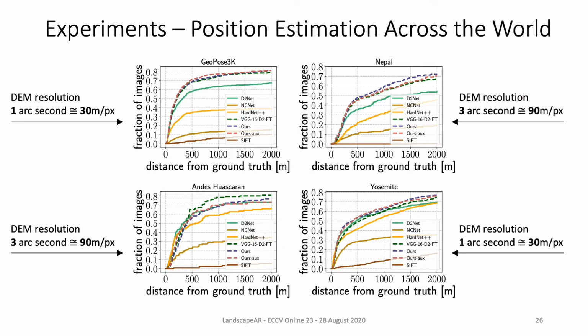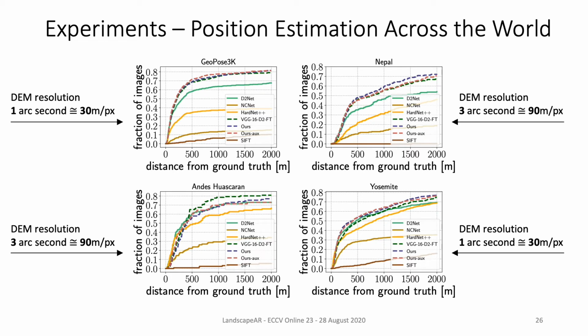We also compared the generalization on several datasets across the whole Earth. We can see that the results remain consistent also on other datasets: Nepal in Asia, Andes Huascaran in South America, and Yosemite Valley in North America. We may also notice the poor performance of the SIFT descriptor on our cross-domain task.